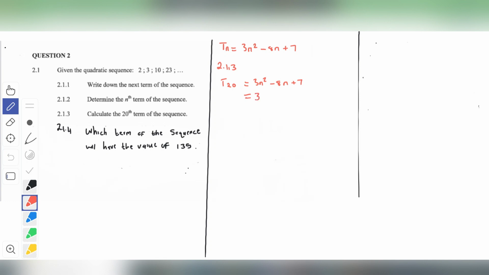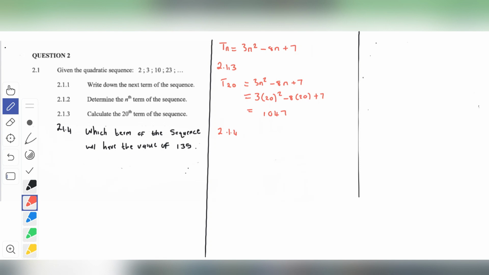Therefore, we're going to have 3 into 20 squared minus 8 times 20 plus 7. Then we plug everything into our calculator, and you'll find that your answer is 1047, right? So this is how you calculate the term of the sequence. Whenever they say calculate the term, you'll be given that value. Therefore, that value you are given for that term, you replace it where you see n and then calculate.